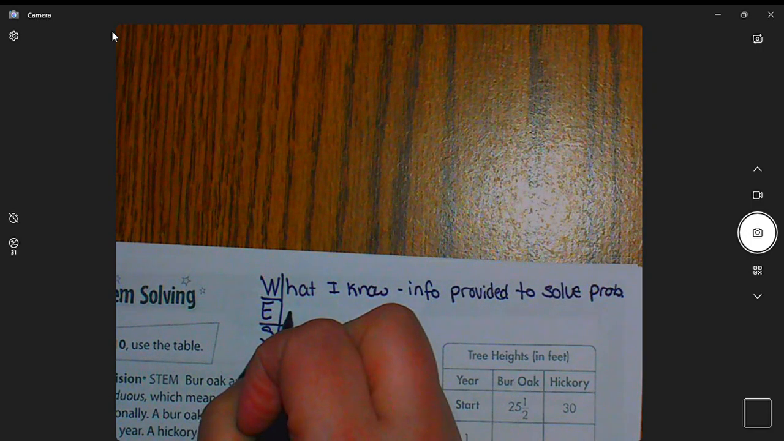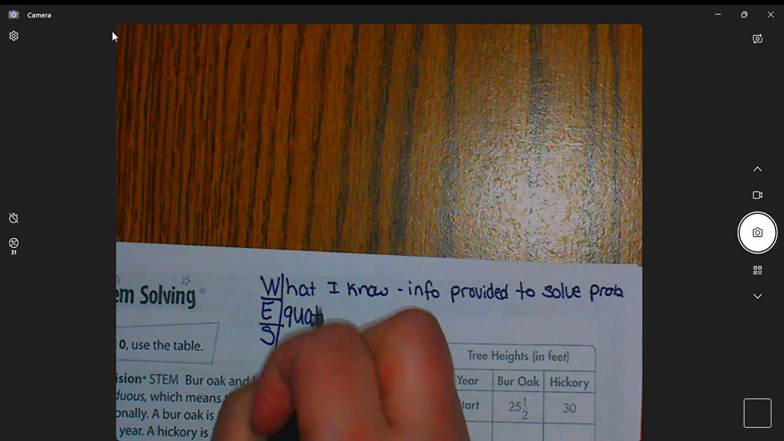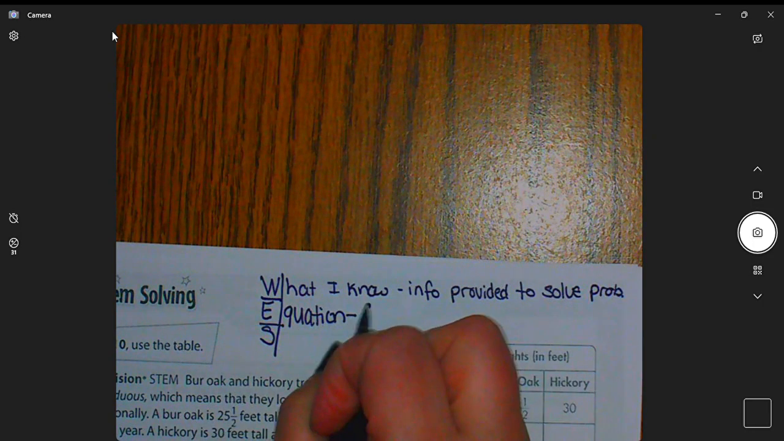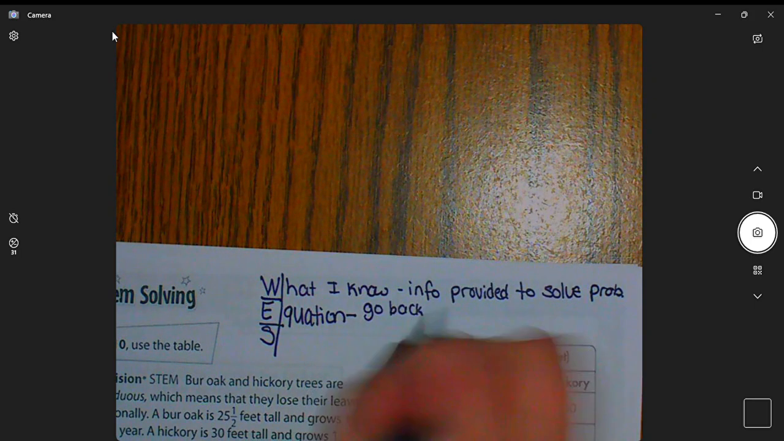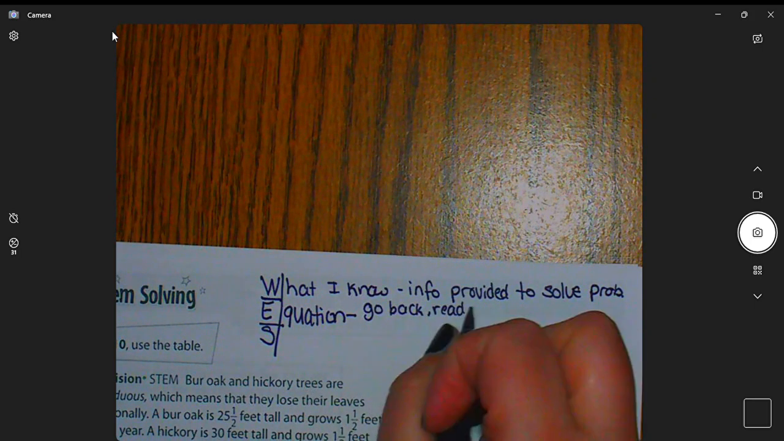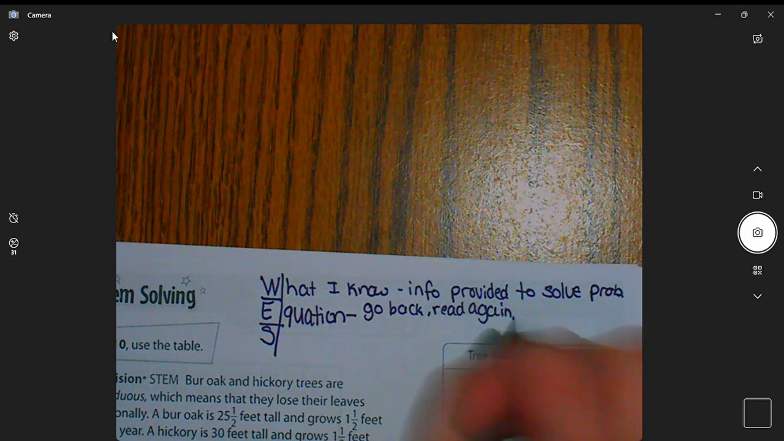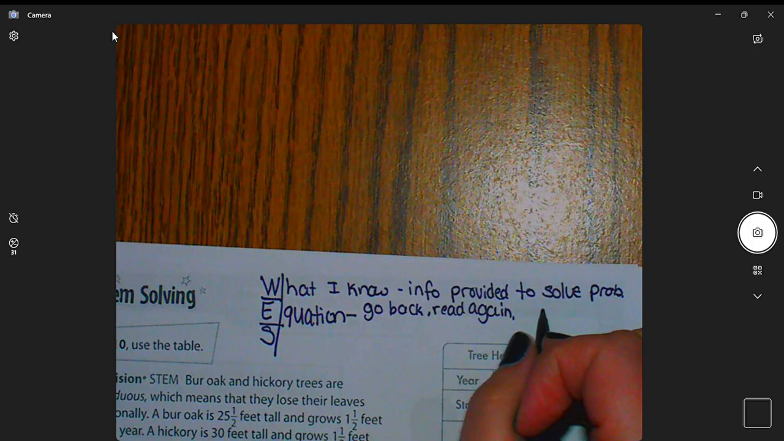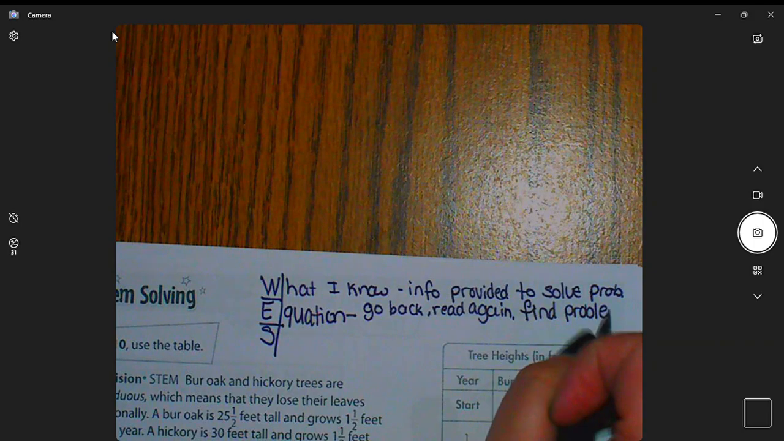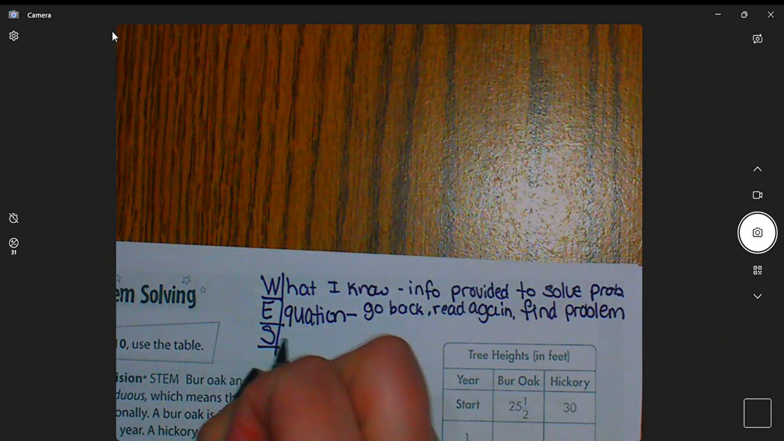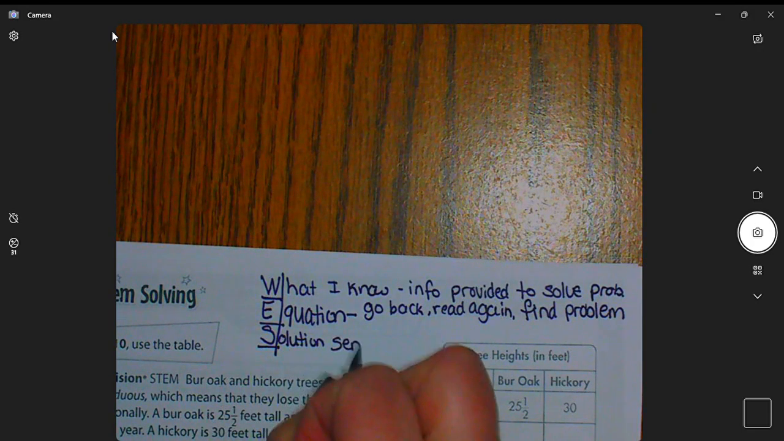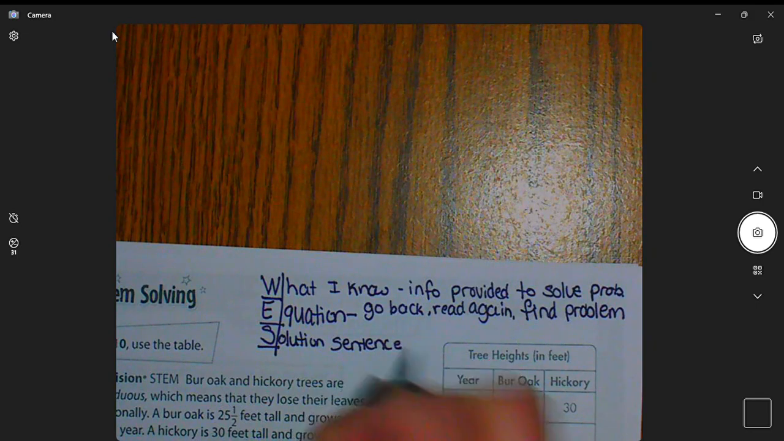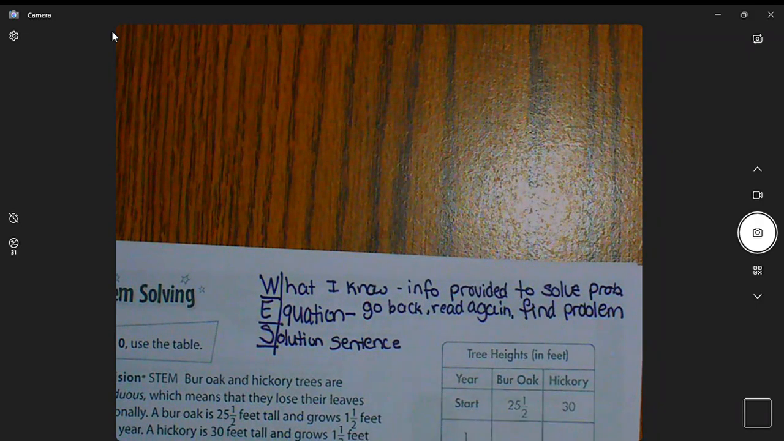E is equation. Go back and read again and find the problem that it's asking you to solve. And S is my solution sentence. And a solution sentence is just a detailed sentence stating my answer.